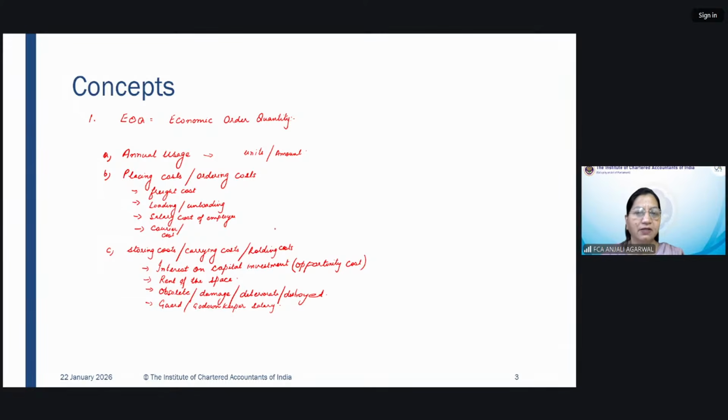Now, when these three things are given, we can calculate the economic order quantity. But before that, let us try to understand how these placing and storage costs behave. Placing cost means you go to the market and place an order every time you need units. Now let us take an example here. If I need 12,000 units throughout the year, so 12,000 units is my annual consumption.